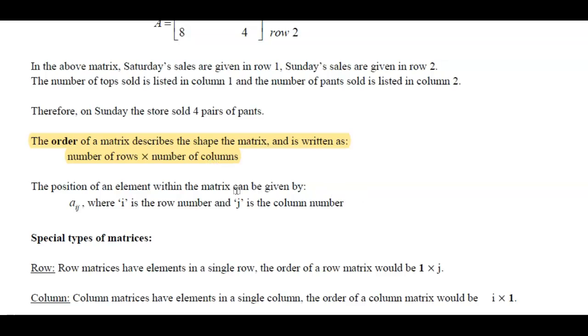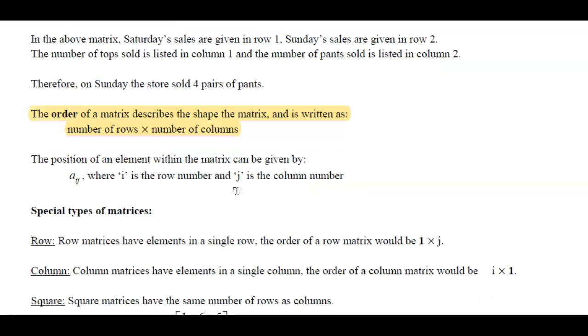The second thing is the position of an element within the matrix can be given by a subscript ij. So I'm going to highlight this as well. The A just represents the matrix, matrix A, and matrices are represented with a capital letter. The elements within it have a lowercase letter, so this is lowercase a. The i and j just represent the row number, i, and j is your column number.